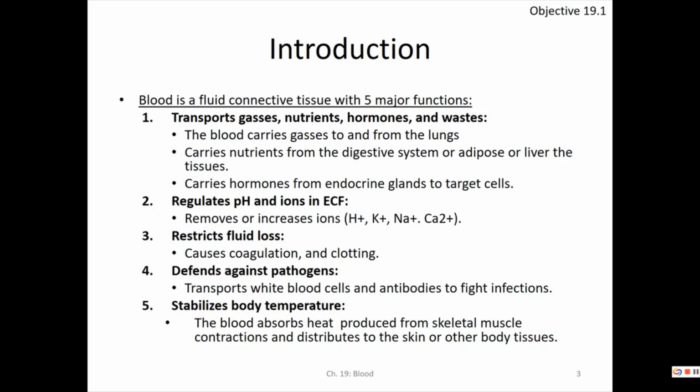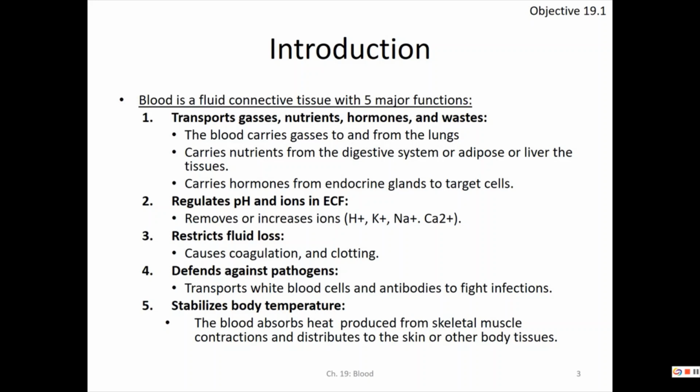Now, the blood is the place where you add or remove ions and add or remove acids from the ECF. It is the primary location where we're taking electrolytes, acids and bases, and adding and removing them. Doing that at the kidneys, for example.